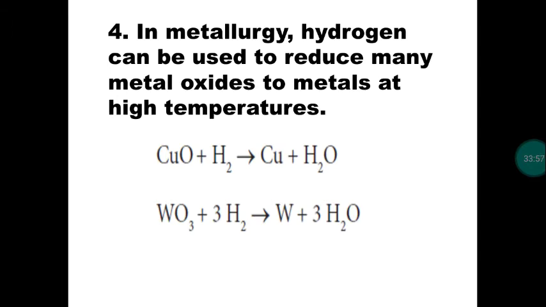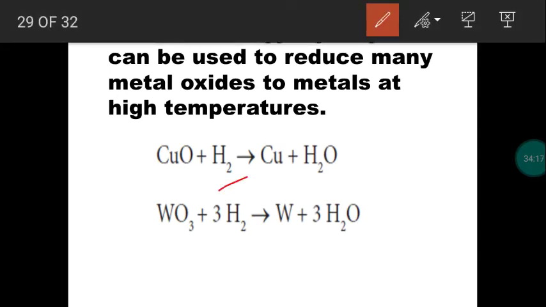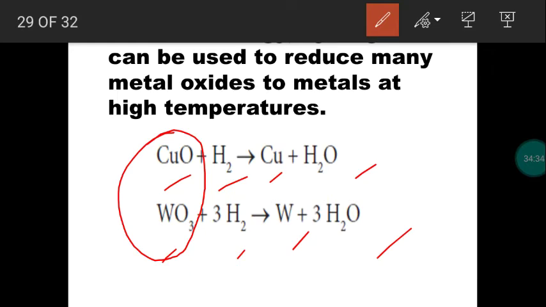Next, in metallurgical process, right? In 12th standard we will study metallurgical process. To get metal, we use hydrogen as a reducing agent, because the reducing agent hydrogen reduces metal oxide into metal. So consider hydrogen, a reducing agent which reduces copper 2 oxide into copper with the liberation of water. As well as hydrogen reduces tungsten trioxide into tungsten with the liberation of water. So these metal oxides are reduced into metal. So for this we use hydrogen as a reducing agent.